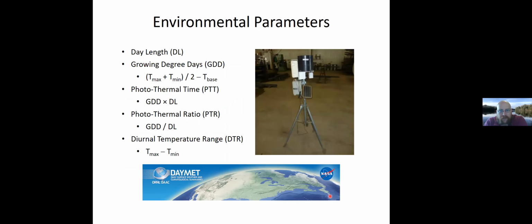The Genomes to Fields locations have a weather station within the field, which we used to create our environmental factors. Any missing observations we filled in using Daymet. We looked at the following 5 environmental factors: day length, GDD, photothermal time, which is GDD multiplied by day length, photothermal ratio, which is GDD divided by day length, and diurnal temperature range, which is the maximum temperature minus the minimum.